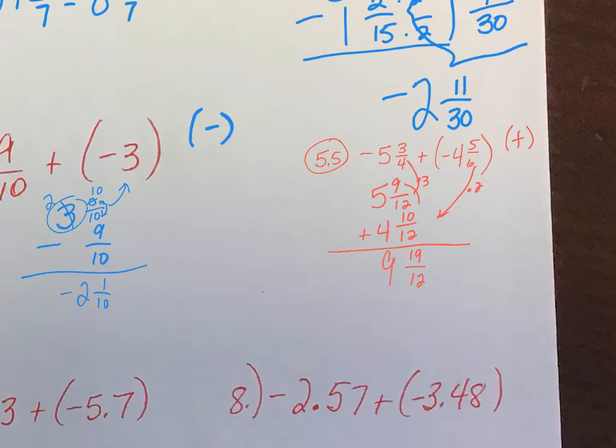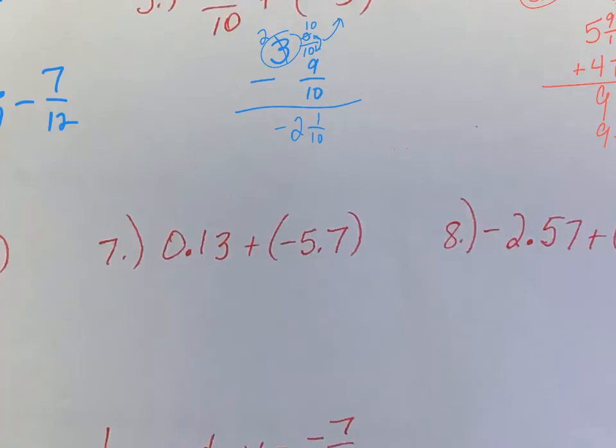If you notice, 19/12 is more than 1, isn't it? That's really 1 and 7/12, right? You got to add that onto the 9. So we get 10 and 7/12. Keep the sign of the original problem, which was negative. Look at number 7. Whoops, sorry, number 6.